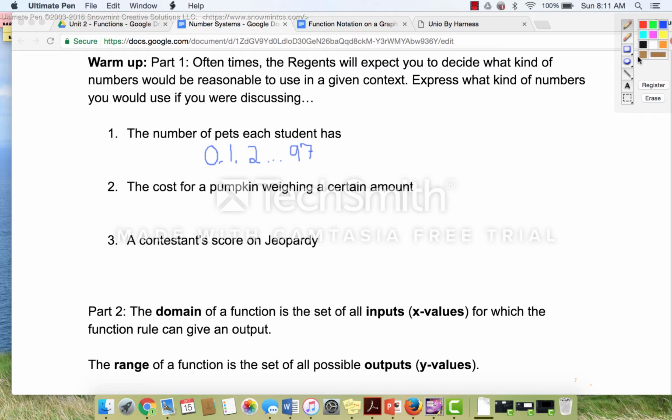All right. The second one here. The cost for a pumpkin weighing a certain amount. Well, whenever I'm thinking about cost, we're talking money. So the pumpkin could be $3.31. It could be like this crazy giant pumpkin. It could be like $72.43. I don't know, just any monetary amount. This would be a really fancy pumpkin though.